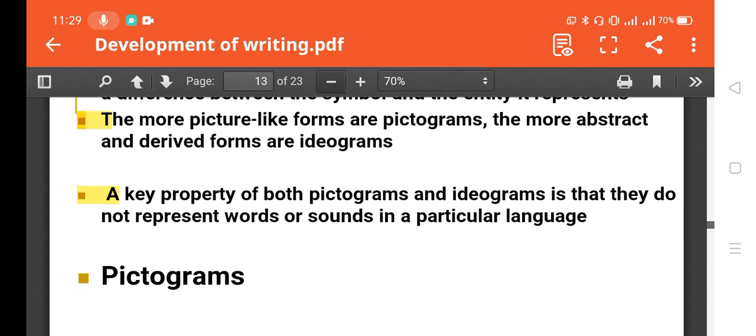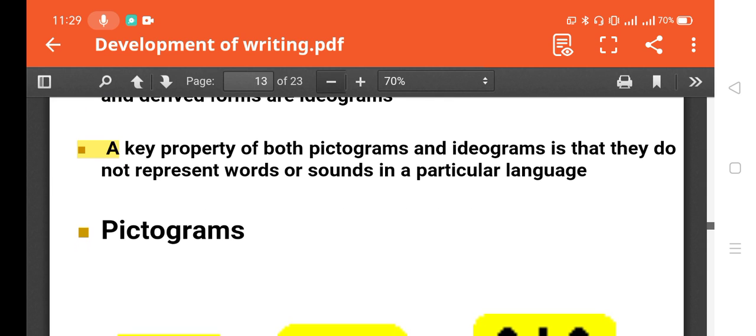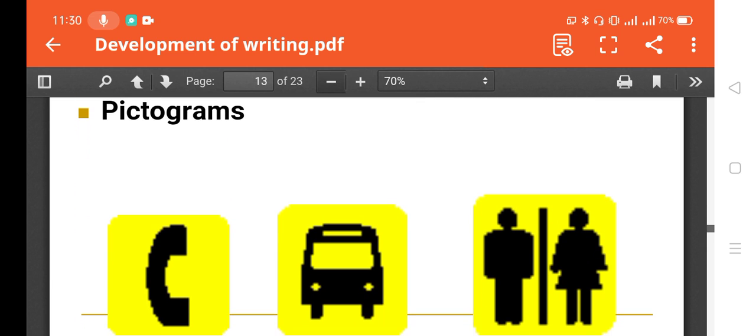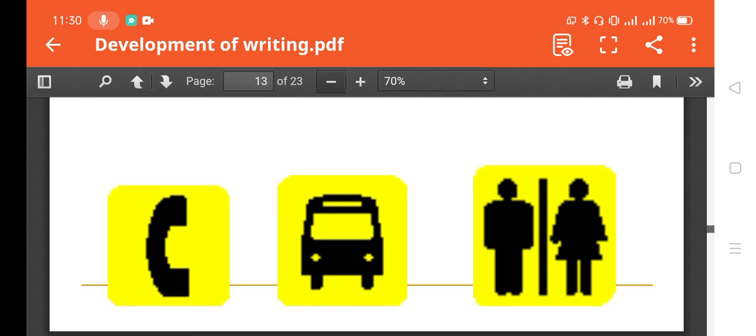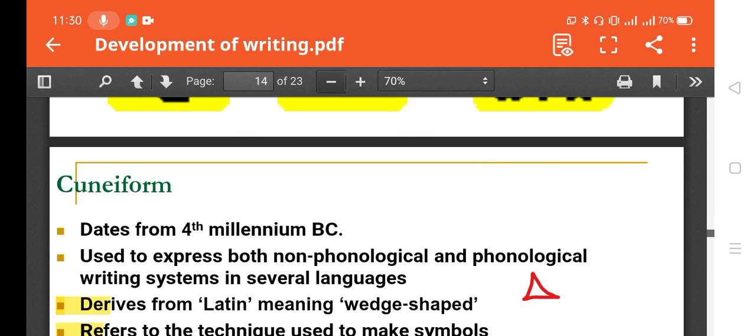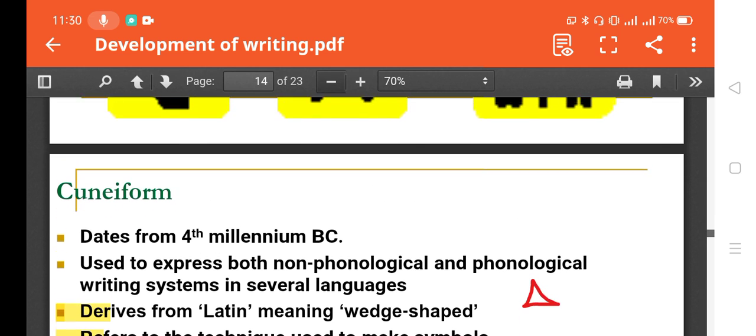A key property of both pictograms and ideograms is that they do not represent words or sounds in a particular language. They are not restricted to any one particular language. They can be used in any language. Here you can see some pictograms. This symbol represents a phone call, this one a bus station. So pictures are used as symbols to convey meaning.